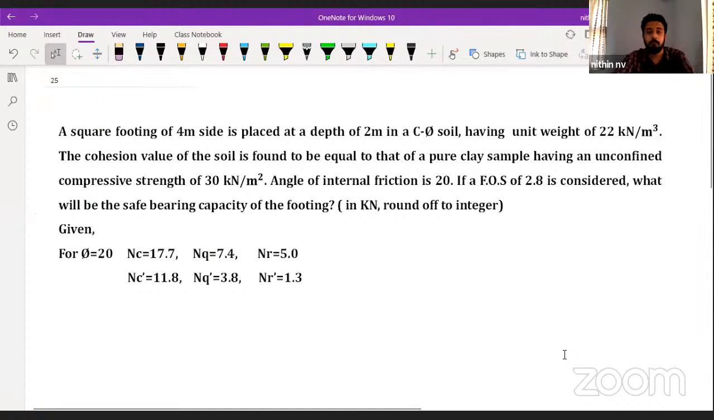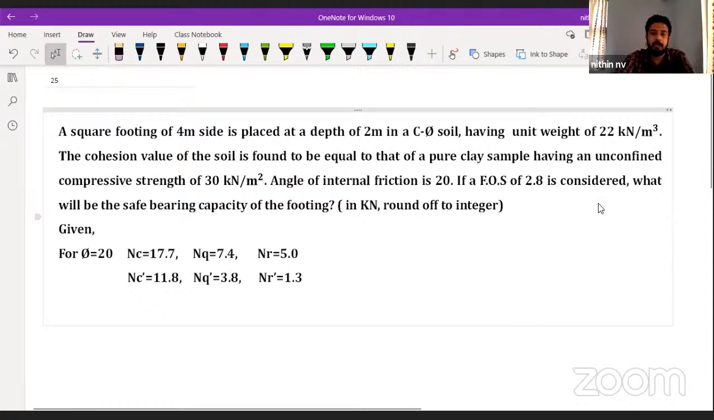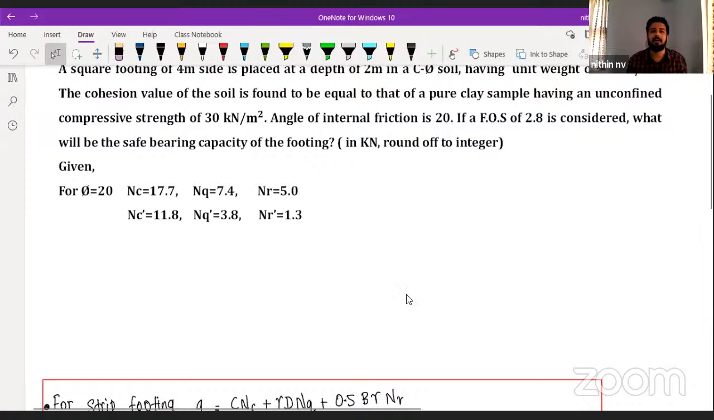First of all, the cohesion value of the soil is found to be equal to that for a pure clay sample having unconfined compressive strength. Purposefully, I was making it a little bit lengthy. What do you mean by unconfined compressive strength? We have a UCC test, the unconfined compressive test. In the unconfined compressive test, we get c equal to q by 2, where q is nothing but the unconfined compressive strength. So in the majority of cases, they may not give you the cohesion directly.